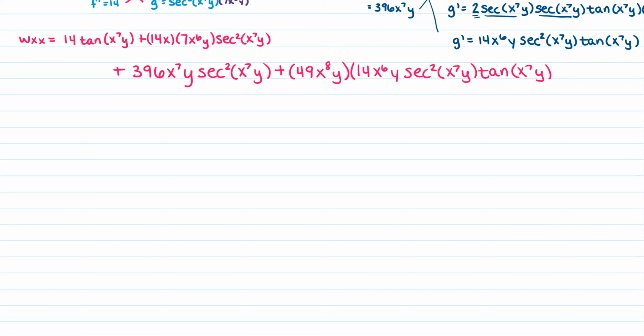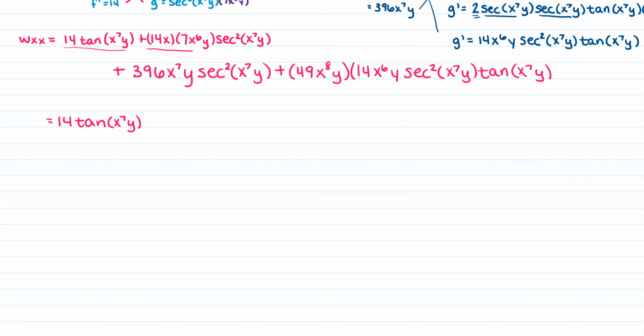And again, that's very long, but we've done all of our calculus. Now we're just doing algebra, which is generally the hardest part. So let's look at this first term. That guy doesn't have anything to put together, so we'll just keep it: 14 tangent of x to the 7th y. So I'm basically trying to clean up each term and then see if I can combine any terms.